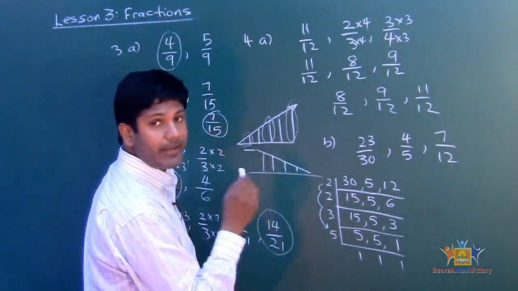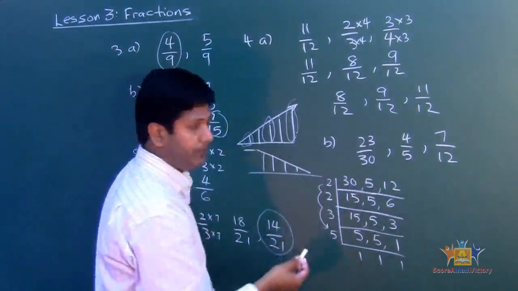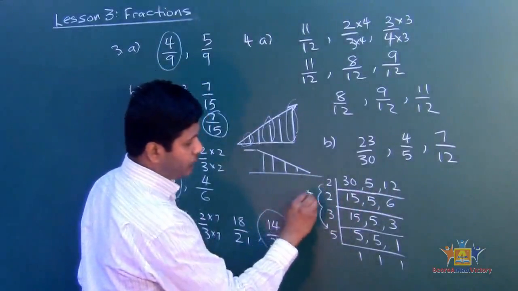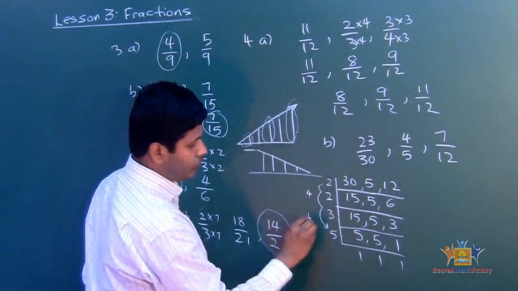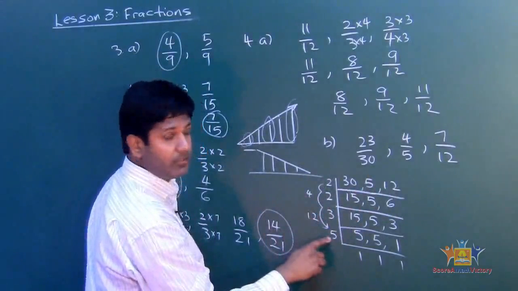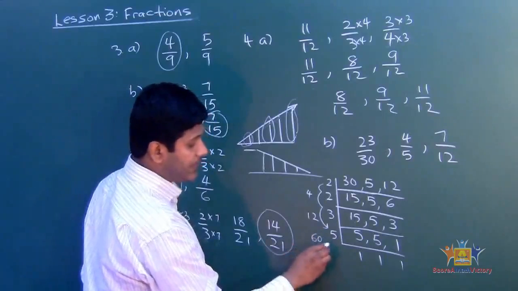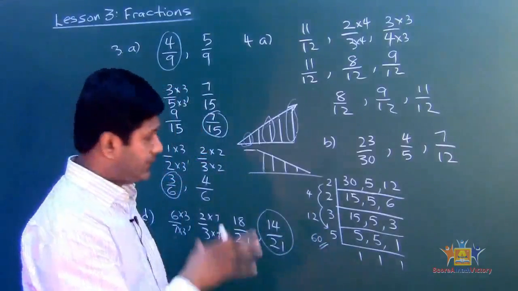And that should be my common denominator for all these three. So 2 times 2 is 4. 4 times 3 is 12. 12 times 5 is 60 from our timetable. Okay? This is in our timetable range.